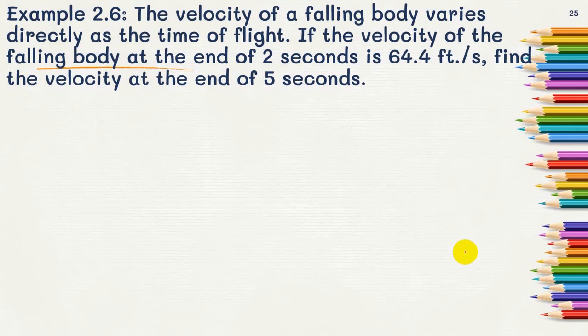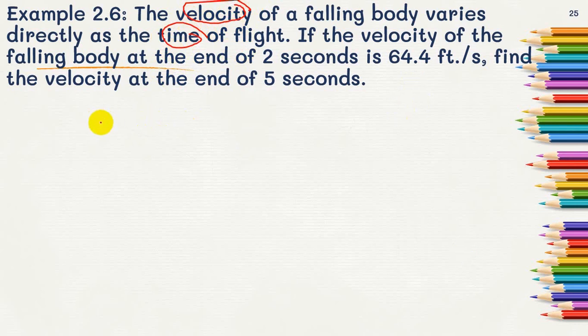Next, last example. The velocity of a falling body varies directly as the time of flight. So the two quantities that we are talking about here are the velocity of the falling body and the time of flight. So if the velocity of the falling body at the end of 2 seconds is 64.4 feet per second, find the velocity at the end of 5 seconds.